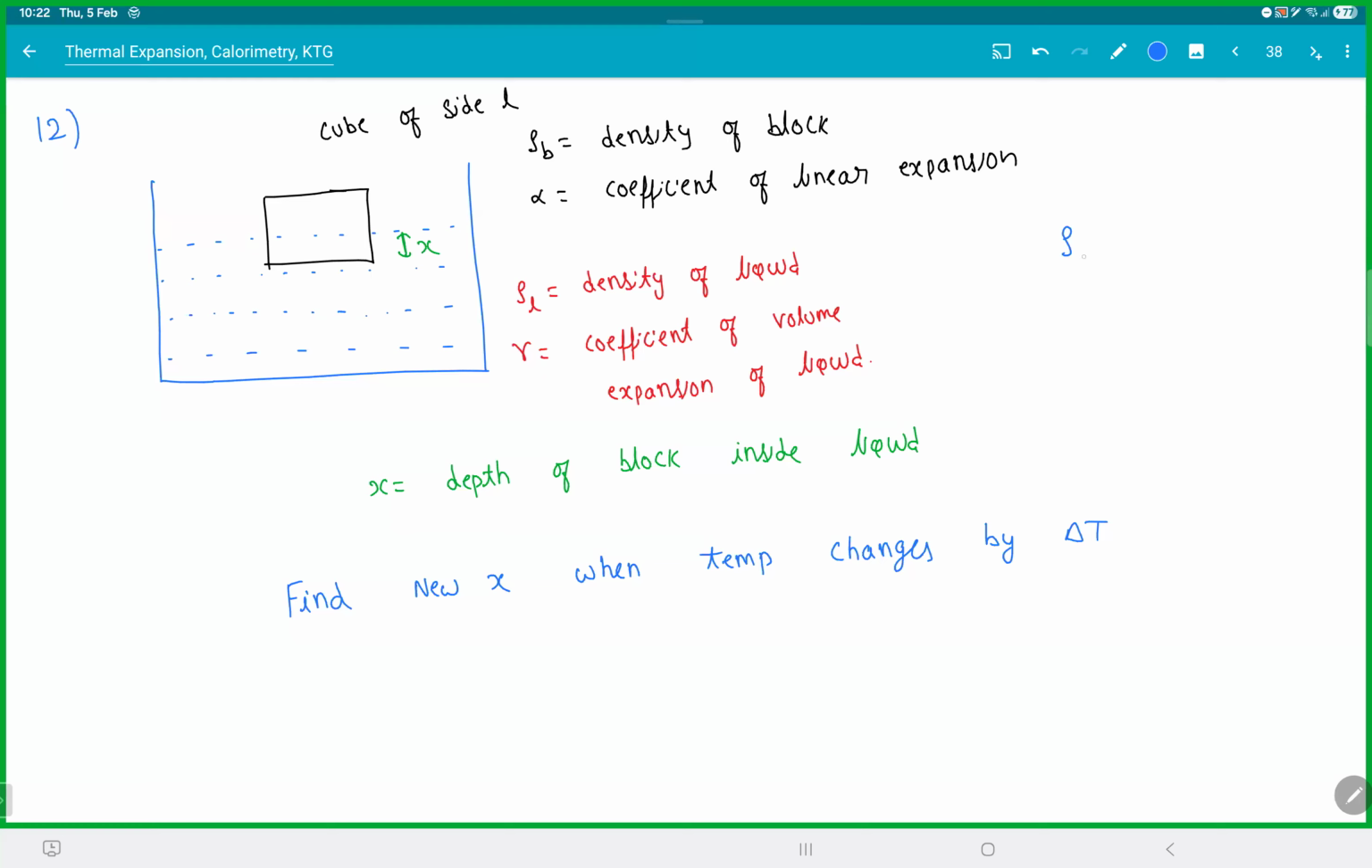The density of the block is less than density of the liquid. So it is floating. So initially the block is floating with a depth x. Now when you increase the temperature, the block's length will change because of linear expansion. The liquid density also will change. So x also will change. Find x. Let's get this. Fluid mechanics, thermal expansion, everyone. And they can ask a question like this: find the relation between gamma and alpha if x does not change.